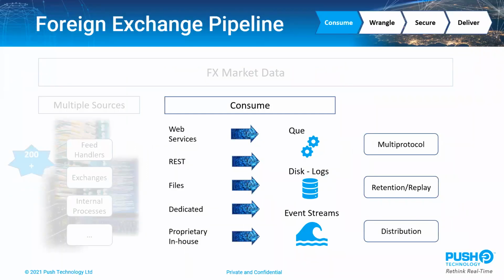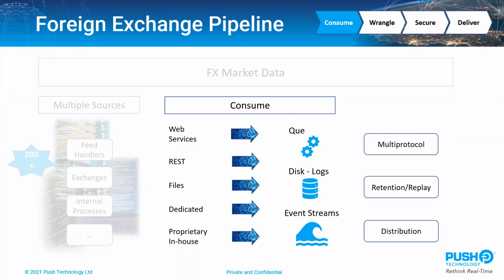So let's get back into our use case a little bit. The sources for the data may come from multiple different locations. Many different feed handlers, for example, provide on-ramps for that consumption based upon different technologies. They may be web services, they may be REST-based, they may be FTP or SFTP types of services delivering files. It could be that there's a dedicated connection, let's say, to an exchange, where now we're potentially using proprietary in-house applications to collect data as well.